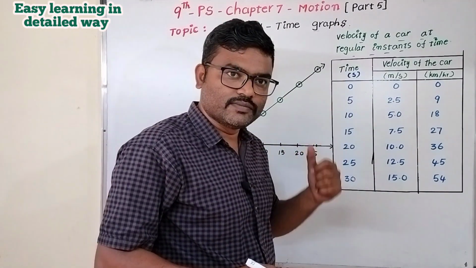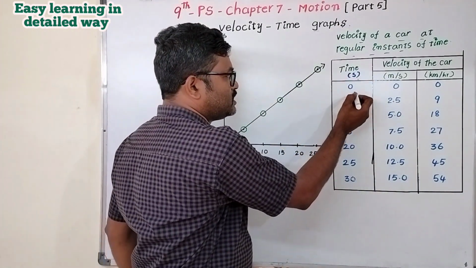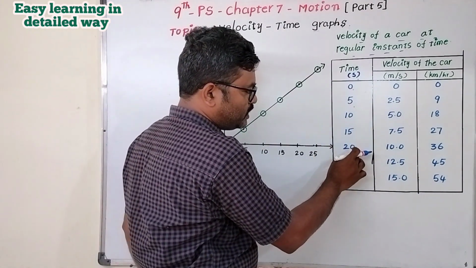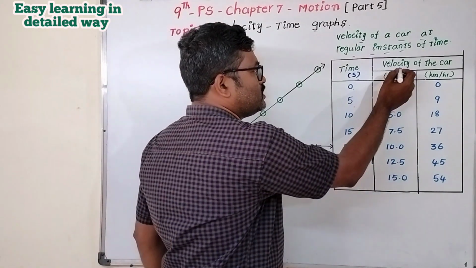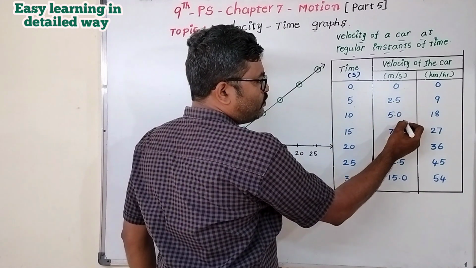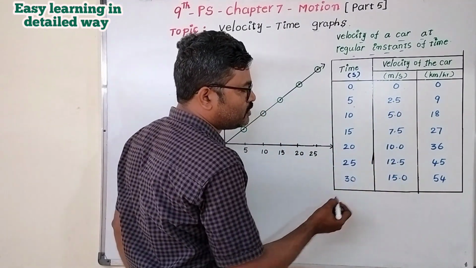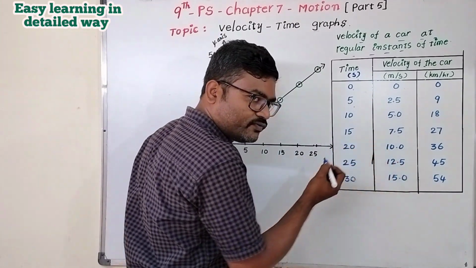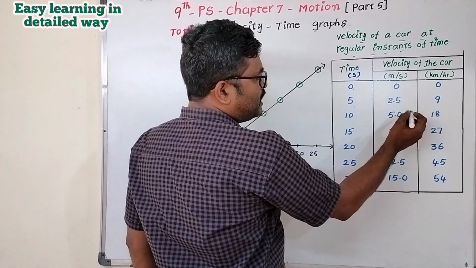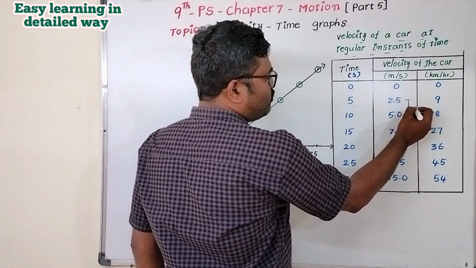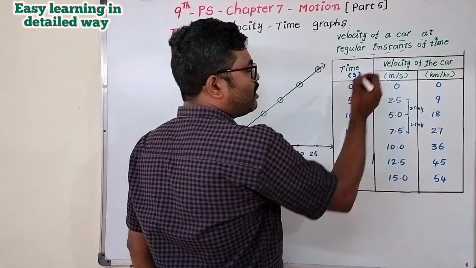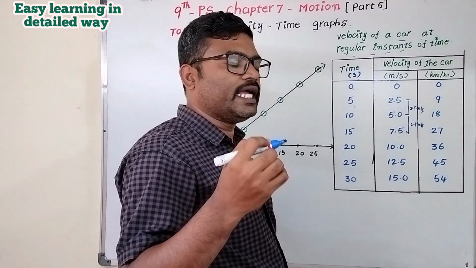See, let's look at the tabular column first. Time in seconds: 0, 5, so the time interval is 5, then 10, 15, 20, 25, 30. And see the velocity of the car in meter per second. It is 0, 2.5, 5.0, 7.5 meter per second, 10 meter per second, 12.5 meter per second, and 15 meter per second. So the difference is exactly 2.5 meter per second in each case. See, here the car is moving with uniform acceleration.